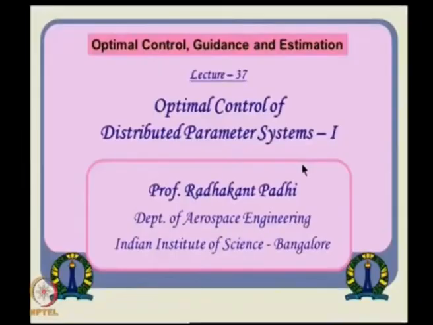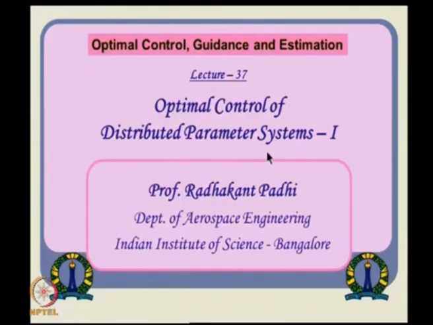Hello everybody, we will continue our lectures on this optimal control guidance and estimation course. So far we have covered a variety of topics, both theory and applications as well. So towards the end of the course I thought it is also a good idea to see a slightly different topic. It is very connected, but a slight extension of the topic in a different domain, which is called distributed parameter systems.